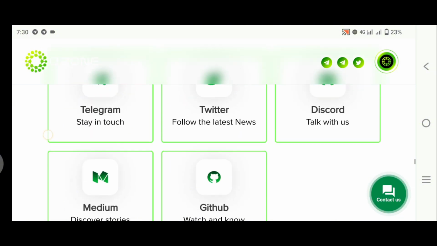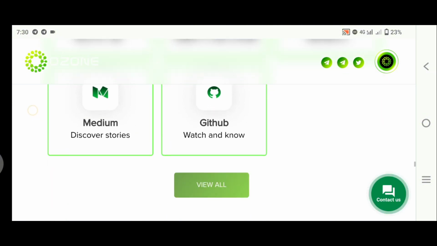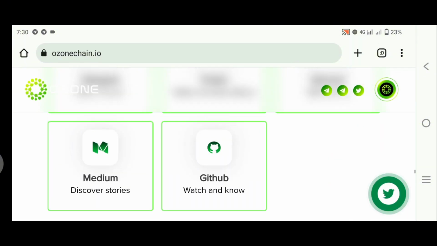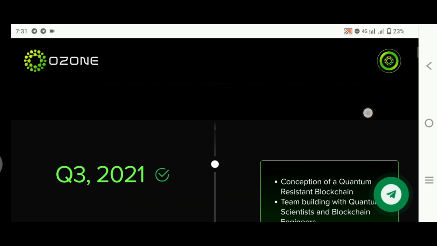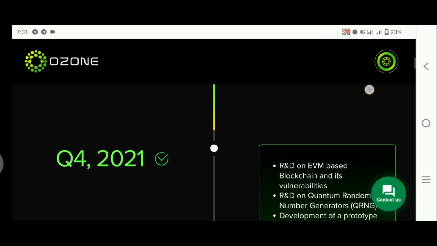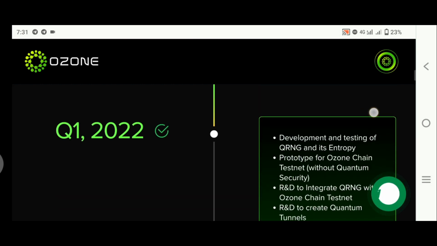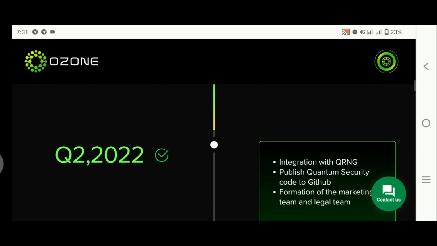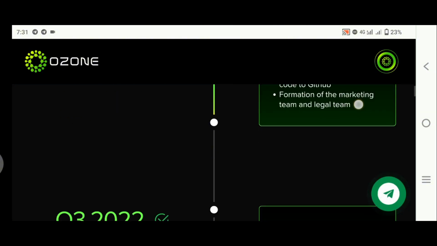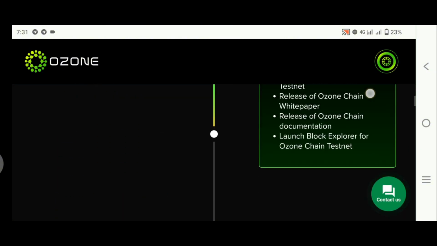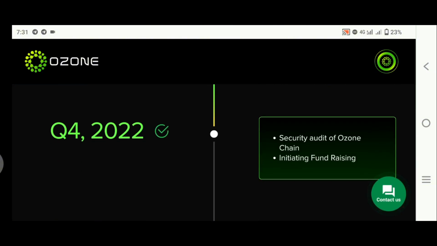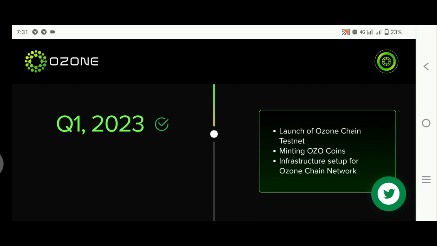Join the Ozonechain community here: Medium, GitHub, Telegram, Twitter, etc. This is the Ozonechain roadmap. You can easily understand this project. This project team is very hard working and successful. So invest in this project.